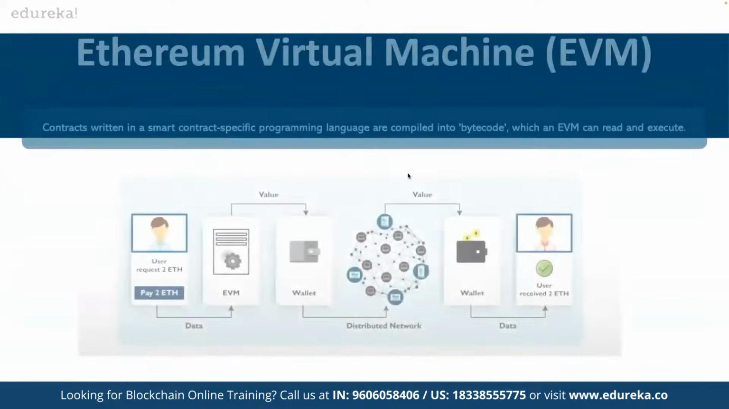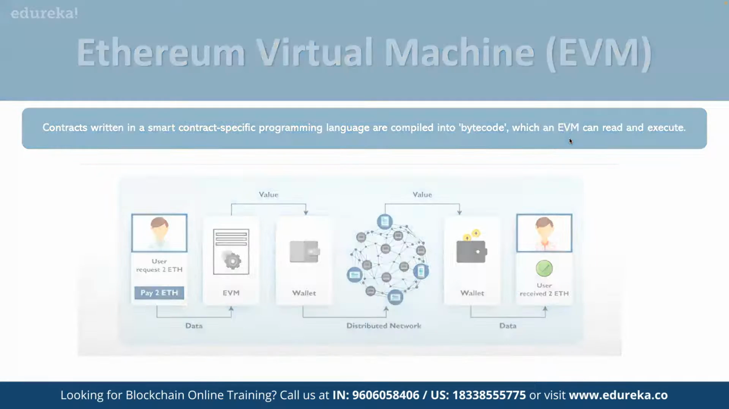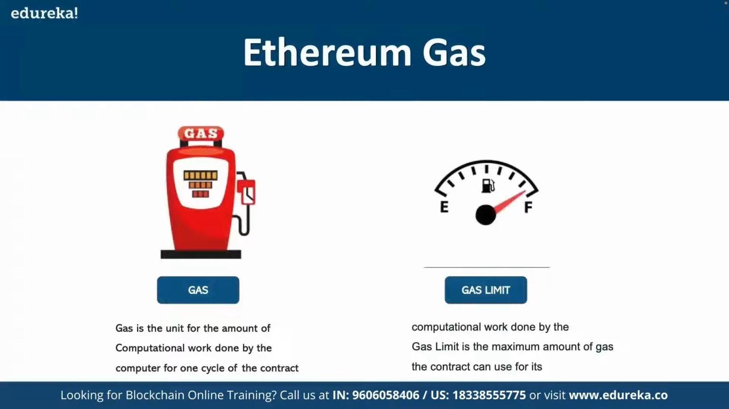Now, the next topic that we have got is the Ethereum Virtual Machine. As I mentioned earlier, the Ethereum Virtual Machine is nothing but the contracts written in a smart contract specific programming language being compiled into bytecode, which an EVM can read and execute. Okay, that's what we call an EVM. So the question is, if the EVM is running the application code, what's preventing a piece of code from running forever or overloading the network? That's where Ethereum gas comes into the picture, as I was speaking earlier.